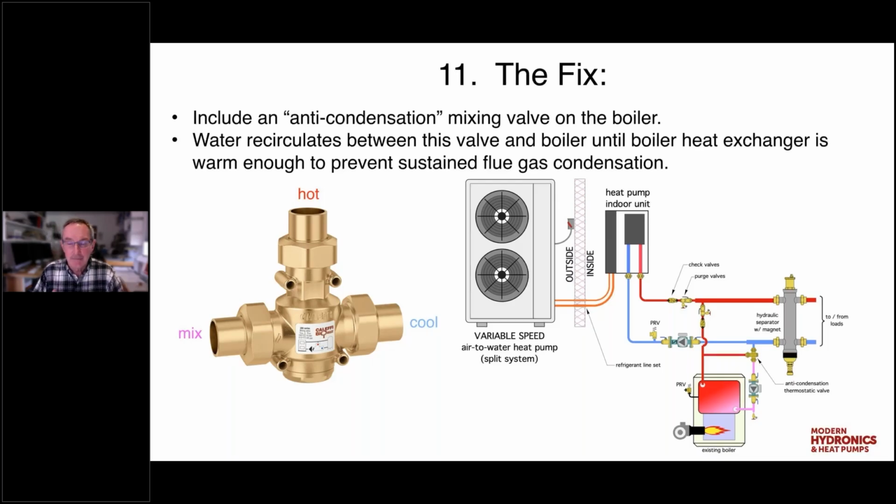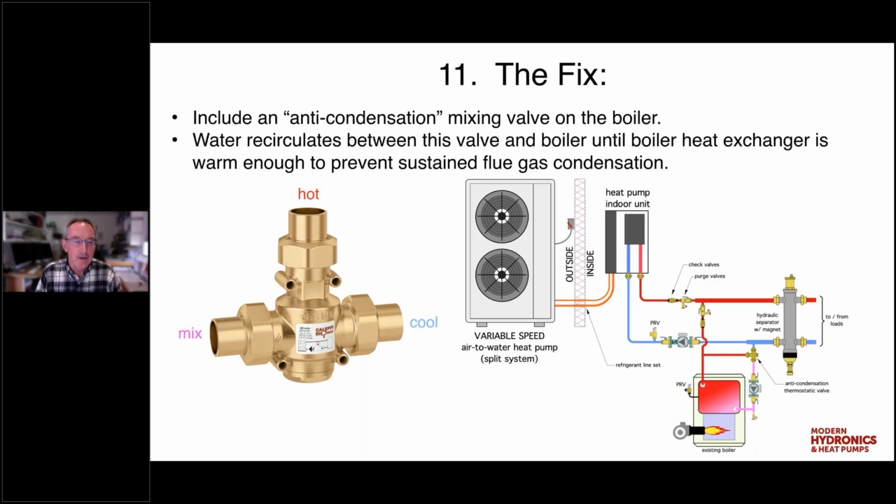And that thermostatic element will get that water temperature warm enough so that as it goes back into the boiler, it won't cause sustained flue gas condensation. It's definitely something you should consider if you're retrofitting a cast iron, steel, or copper tube boiler. If it's a ModCon boiler, a ModCon boiler is designed to operate with flue gas condensation. You don't want to put one of these valves in. That would be counterproductive to what you're trying to accomplish with a condensing boiler.